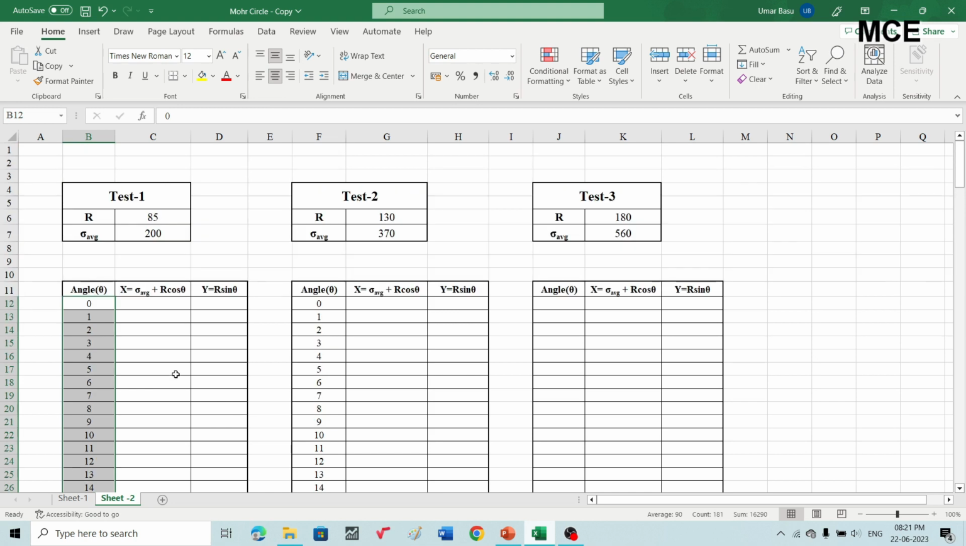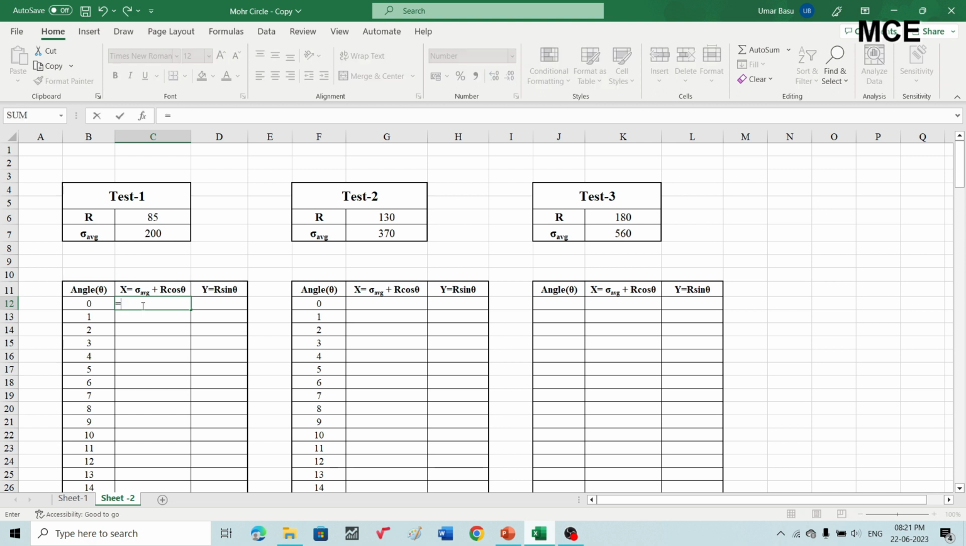After that, you will select the x coordinate of the first angle, and you will write the equal sign, and then you will select the sigma average for the test first, which is 200. Then you will press F4 on your keyboard. This F4 will introduce a dollar sign. This dollar sign is actually used to fix a reference to a given cell so that it remains unchanged no matter where the formula moves.